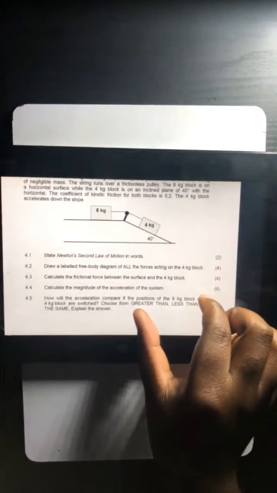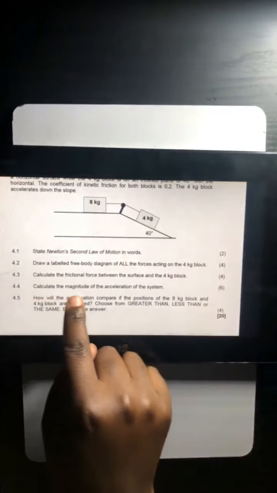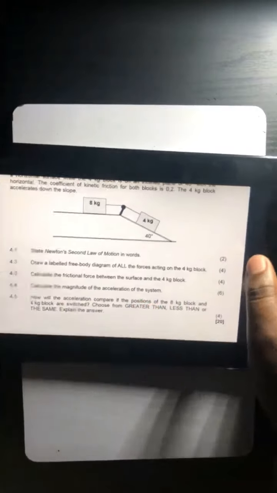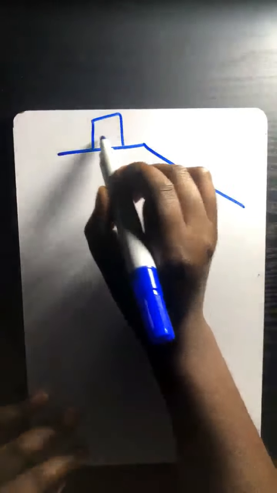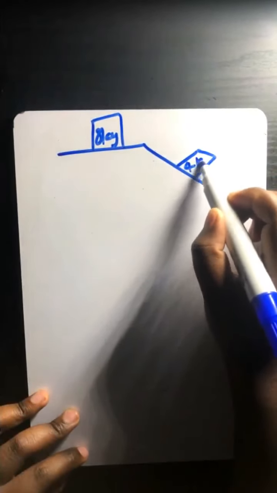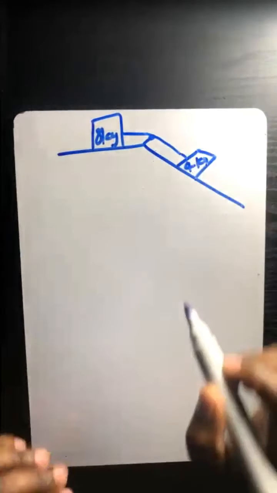Let's see. That last question says, calculate the magnitude of the acceleration of the system. So this one, there, they are actually talking about the system there. The system is both of these things. This one of 8 kg, and again, this one of 4 kg. There. So let's see.